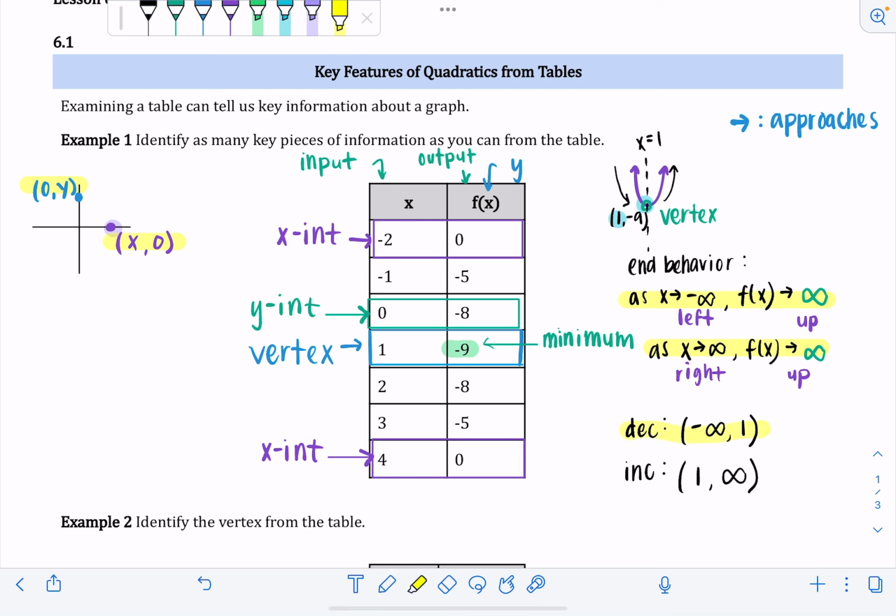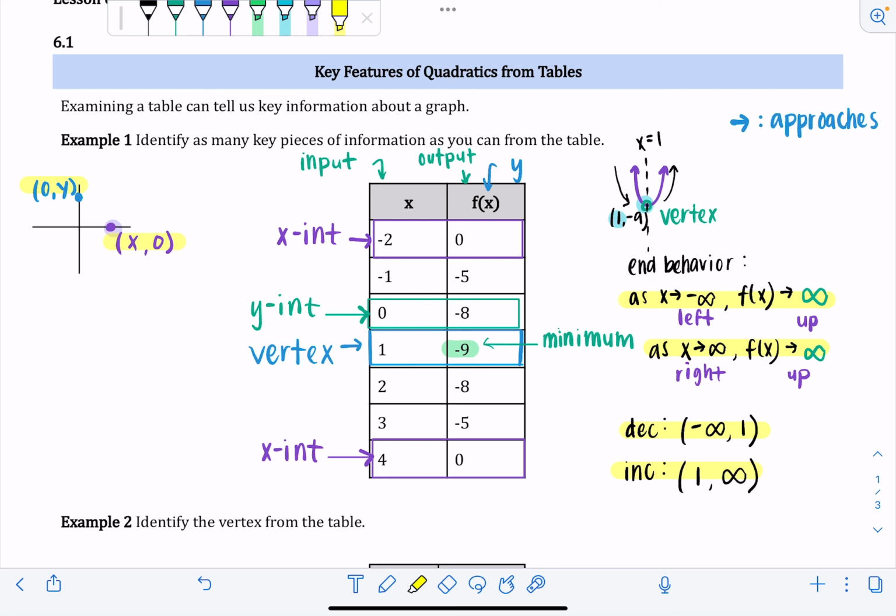So it's decreasing between negative infinity and 1. That just basically means the left side of the line x equals 1. And then it's increasing between 1 and infinity. And this interval notation is the same thing as in lesson 5. So if you missed it, I would definitely go back and watch it.